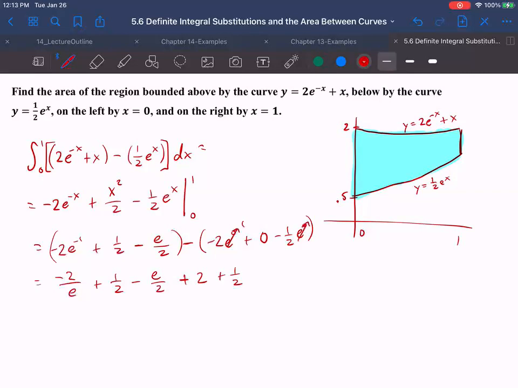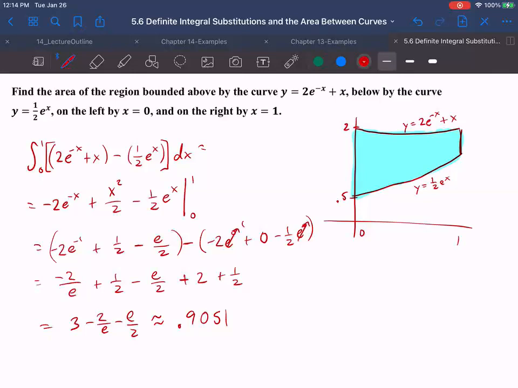And then you go through and you start doing this. You have a 1/2, and a 2. So that's 3 minus 2 over e minus e over 2 equals, just, real quick here in my head, it's about 0.9051. So somewhere around there. And that's it.